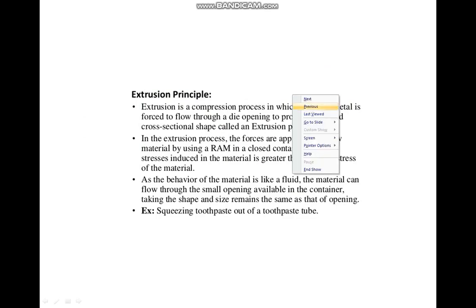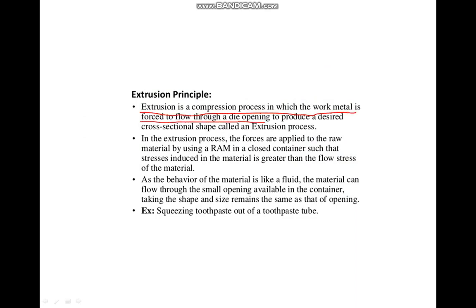So what is the principle of the extrusion process? Extrusion is a compression process in which the work metal is forced to flow through the die opening to produce the desired cross-sectional shape. That is called the extrusion process. So a high compressive force is applied by means of the ram on the work part, that is the billet, and that billet starts to flow through the die opening and it will acquire the shape of the die opening. So that is the basic working principle of the extrusion process.